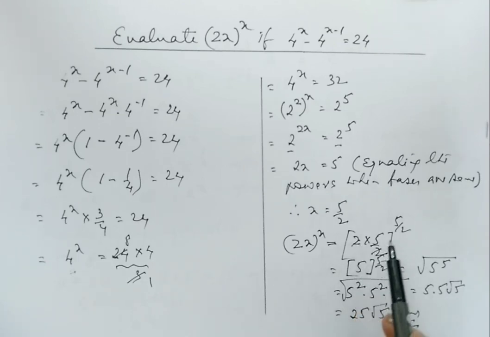So 2 gets cancelled, 5 by 2. Below 2 means it needs to be a square root, and this 5 can come inside as power to the 5, which exactly I have done over here. So 5 squared, because it's a square root, 25 comes out and 5 remains inside, which means 25 root 5 is my final answer. Got it?